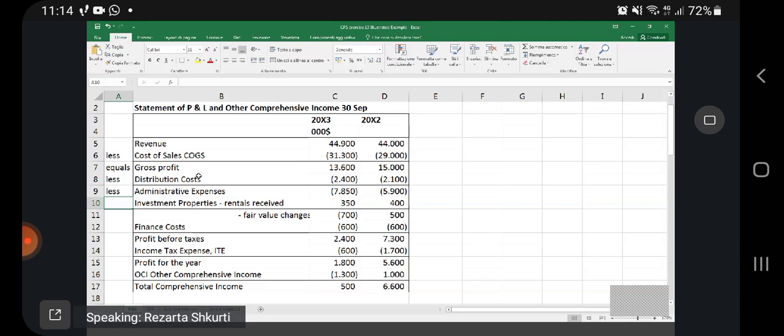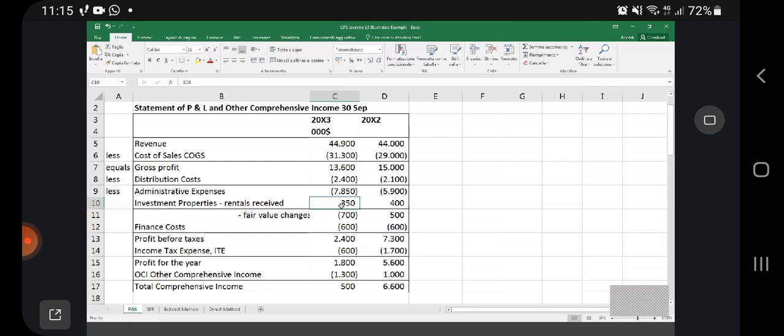Now, what you see here from investment properties are two different results, and let me explain each of them. The first one is rental received. That means that we have rented this property to another company and we are receiving some rent income. Because it is rent income or rent received, it is with a plus.